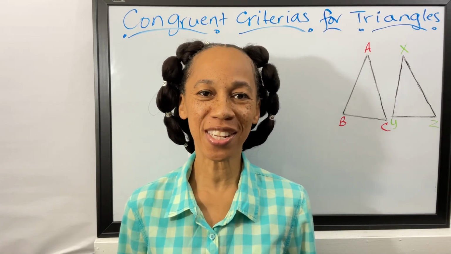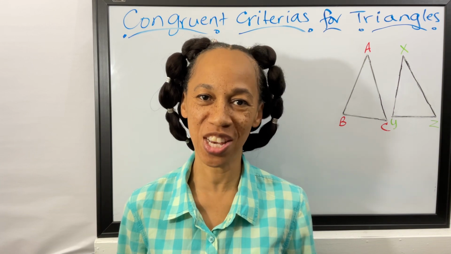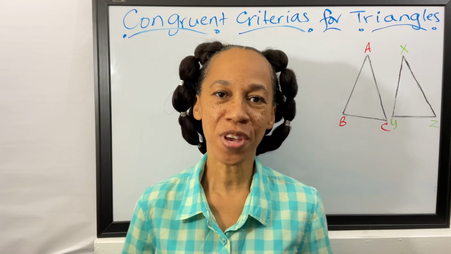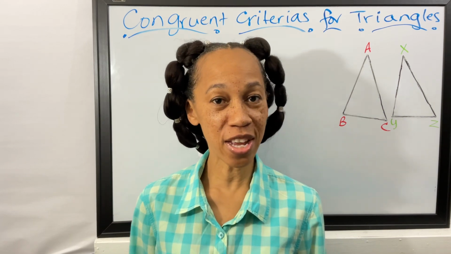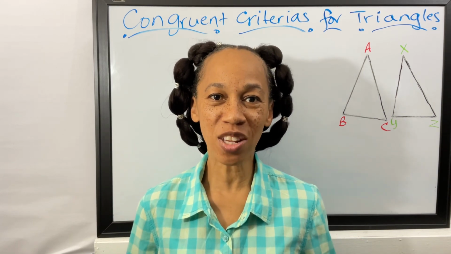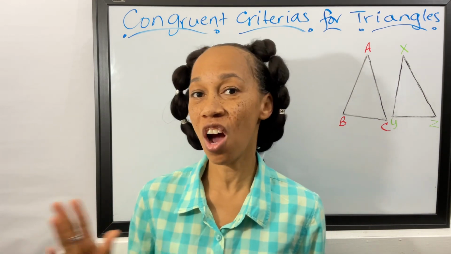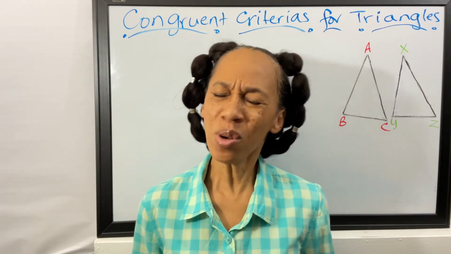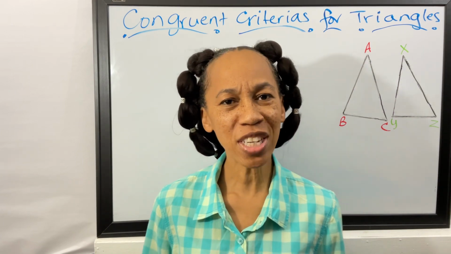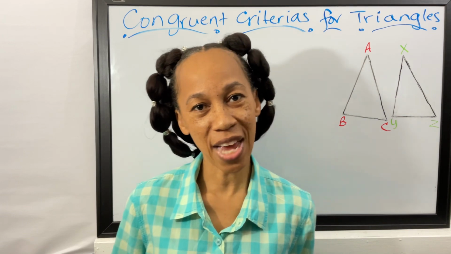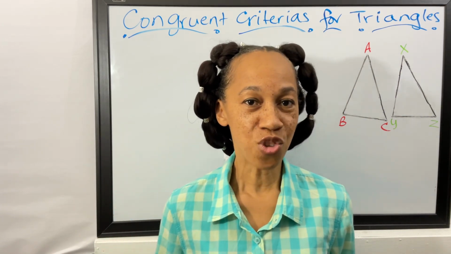Today I am going to discuss with you congruence criteria in triangles. When we say that two figures are congruent, we're talking about a sequence of rigid motions that is going to map one figure onto the other figure. Now, what are rigid motions? Rigid motions are either reflection, rotation, or translation.